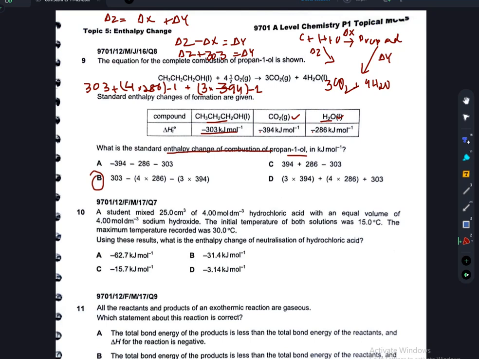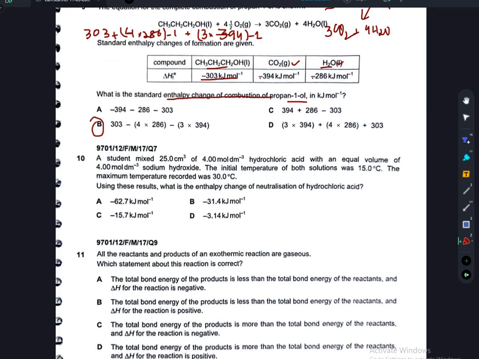A student makes 25 cm cube of 4 mole per decimeter cube HCl with an equal volume of, blah blah blah. Okay, 4 mole per decimeter cube sodium hydroxide. The initial temperature was 15 degrees C. Final was 30 degrees C. Using these results, what is the enthalpy change of neutralization of hydrochloric acid?